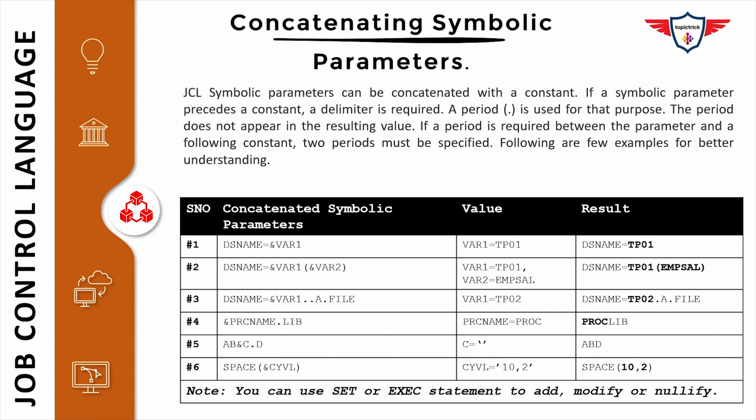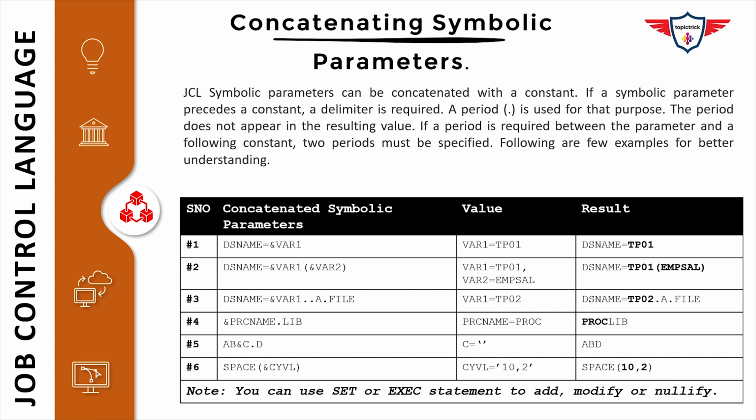And similarly, if you look at example number 3, you have DSN name equals to &var1 period. Again you have a period, then a constant, dot file, right? So I'm just specifying a file name. So I've assigned var1 as TP02, so the output would be DSN name equals to TP02.A.FILE. So this is an actual name of a file.